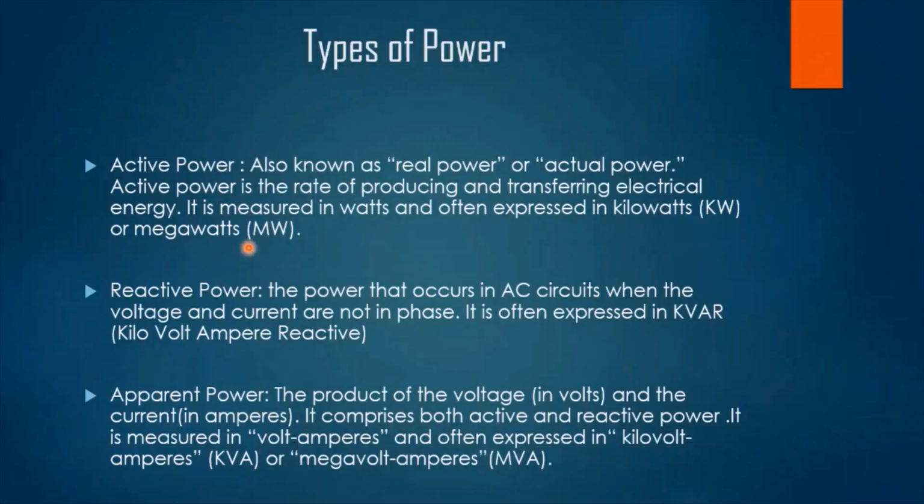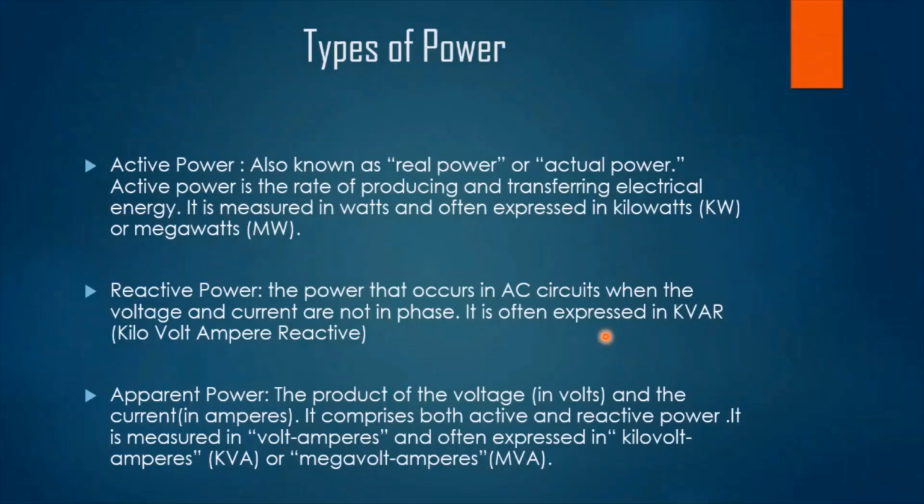Second type of power is the reactive power, which is defined as the power that occurs in AC circuits when the voltage and current are not in phase. It is often expressed or measured in kVAR, which is the kilovolt ampere reactive. We can also conclude that this type of power is not the productive type, and we will understand why this power is not productive shortly.